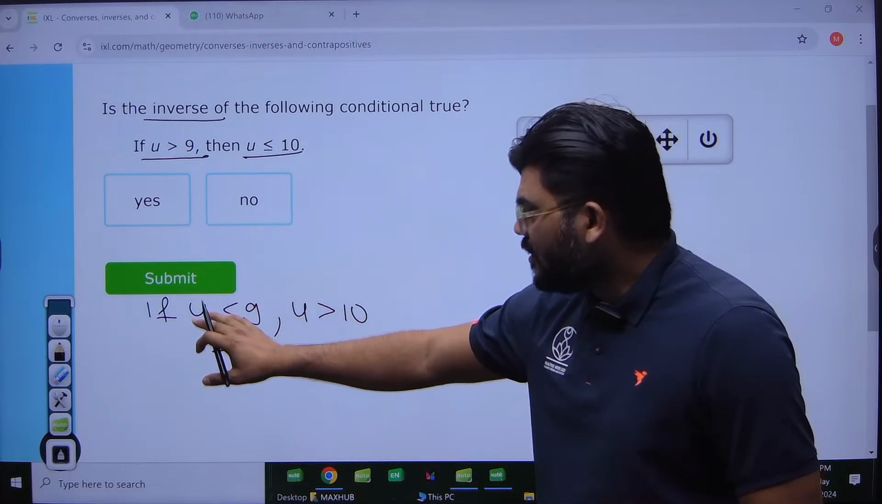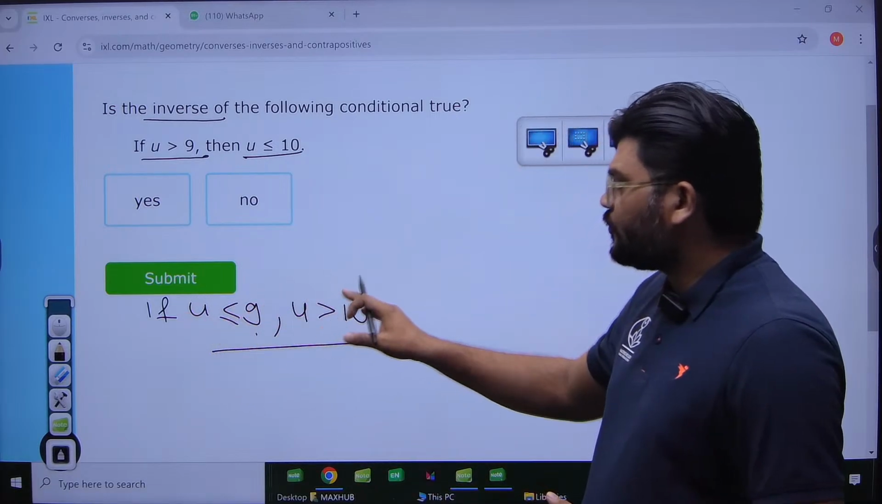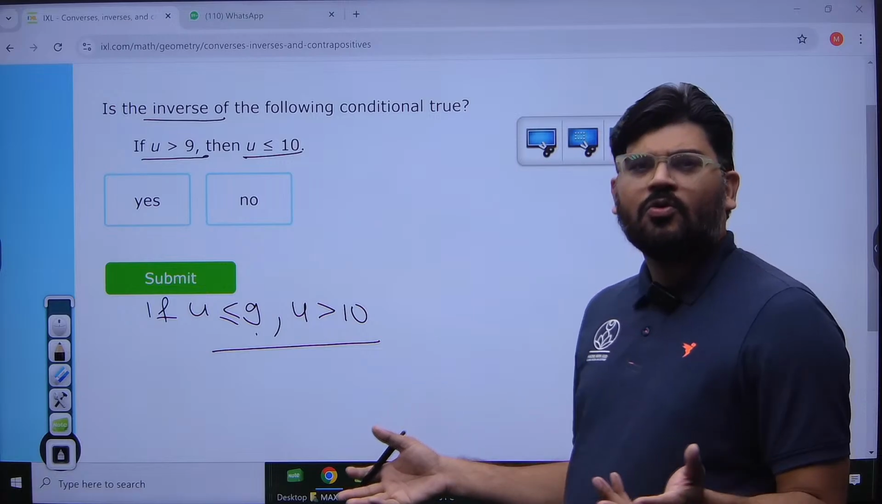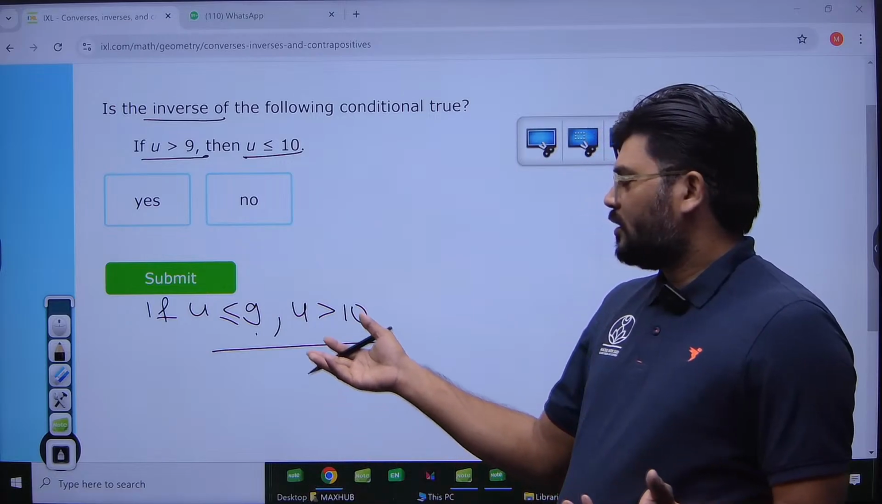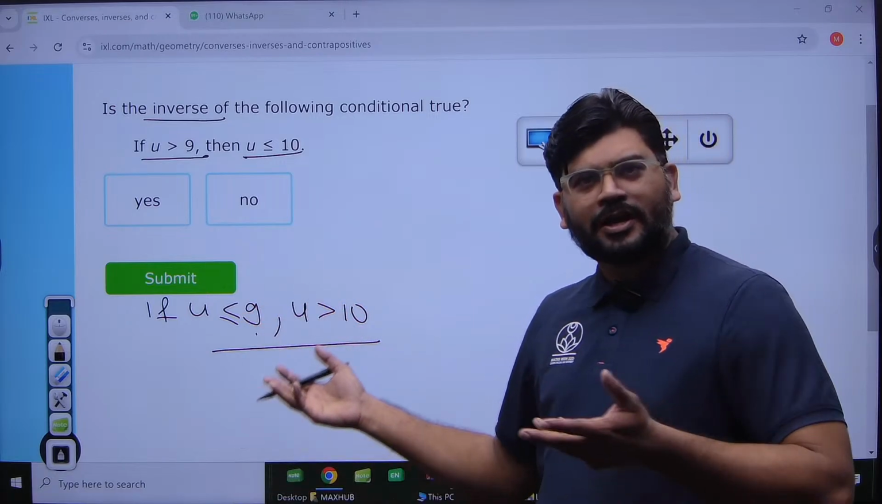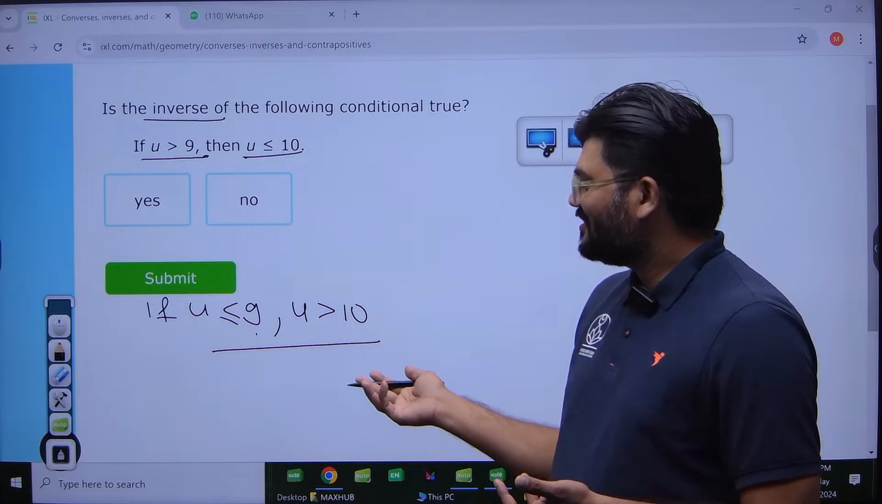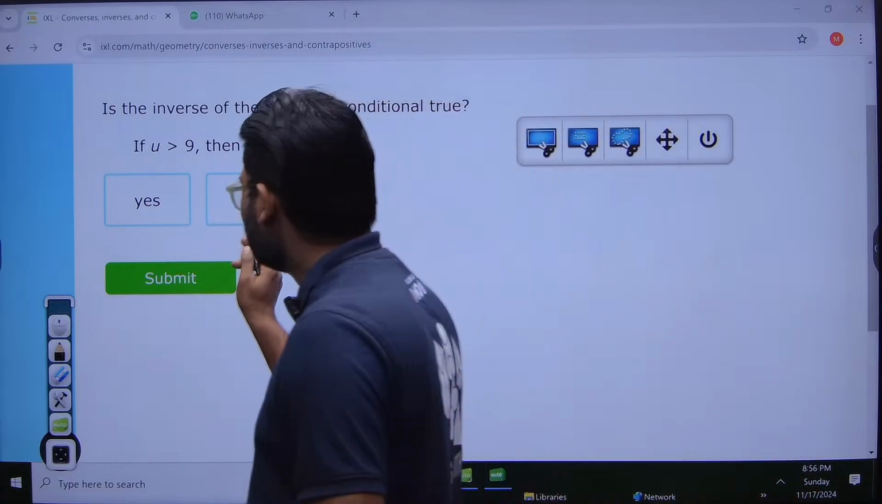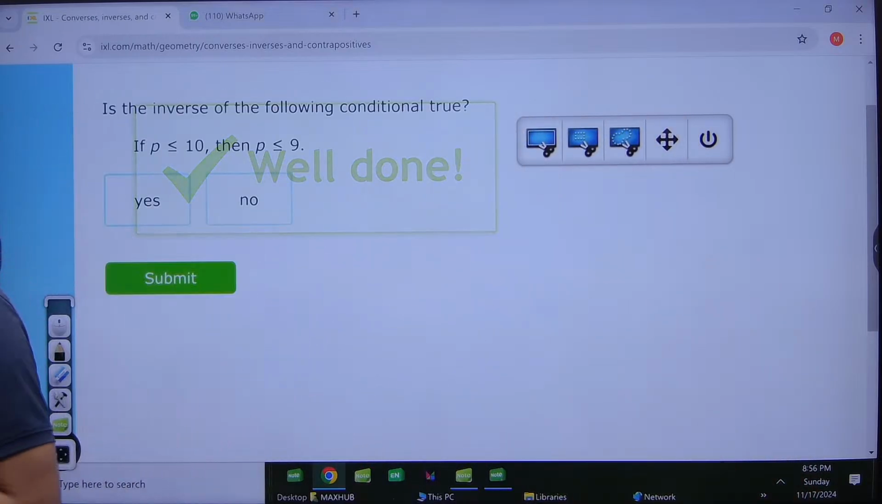Now tell me, if this follows, is it true? No. In fact, 9 itself is not greater than 10. Exactly. So this is not true.